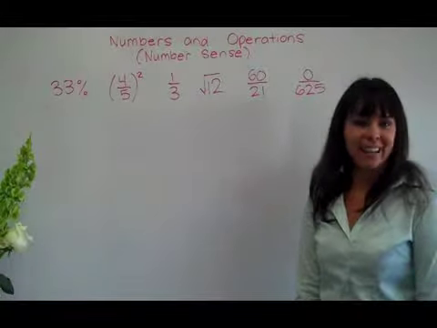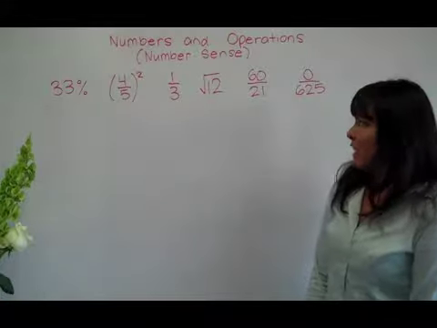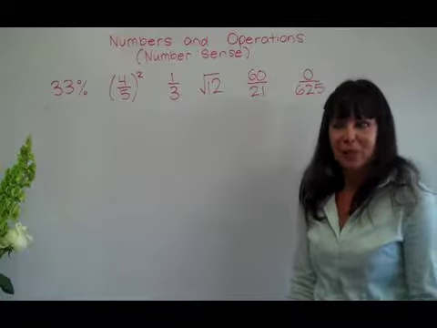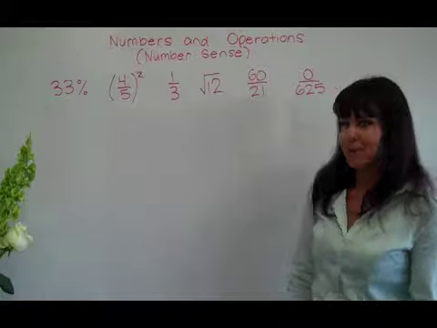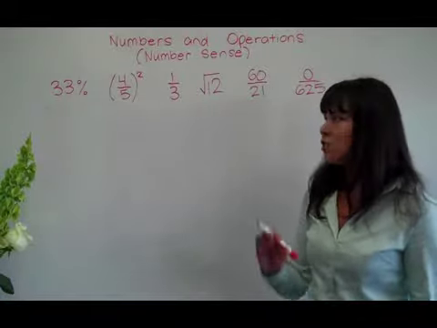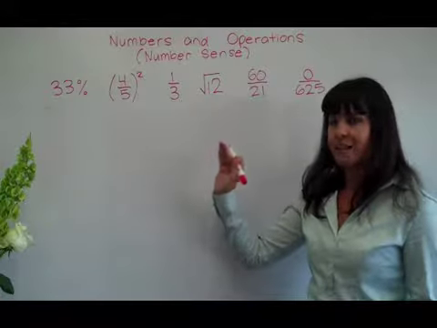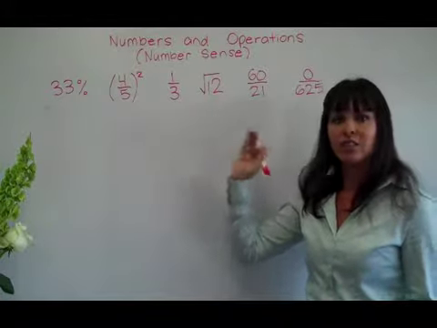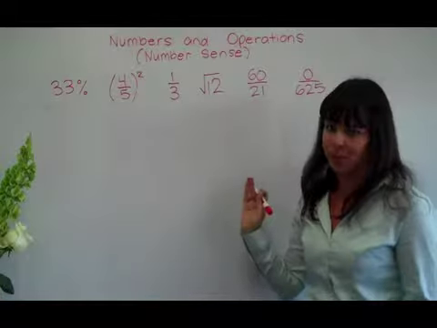All right, so let's attack this problem. Now we take a look, it could be overwhelming at first. Like, oh my gosh, there's all these numbers, some of them are percents, some of them are fractions, some of them are square roots. So let's just start with each number and get an estimation of each number. Then we can go back and put them in order.